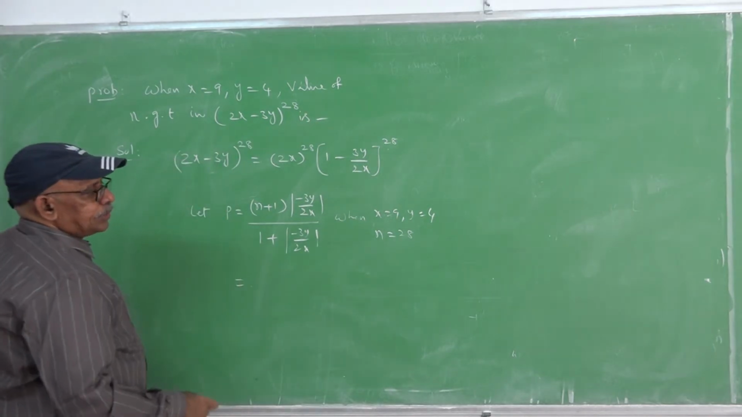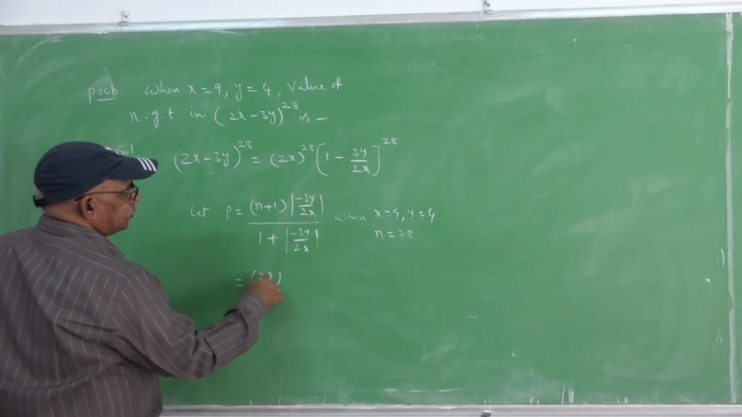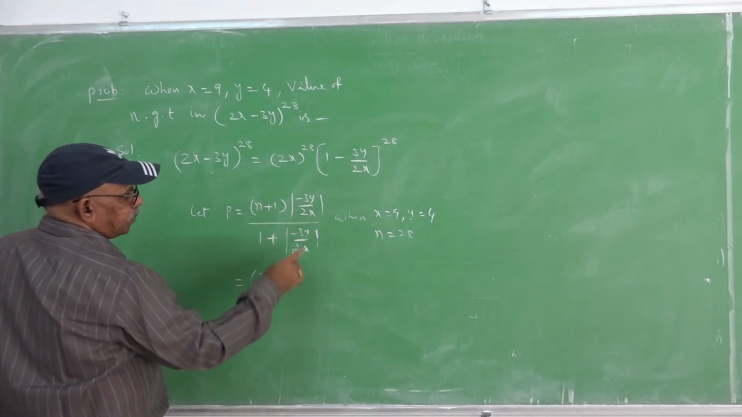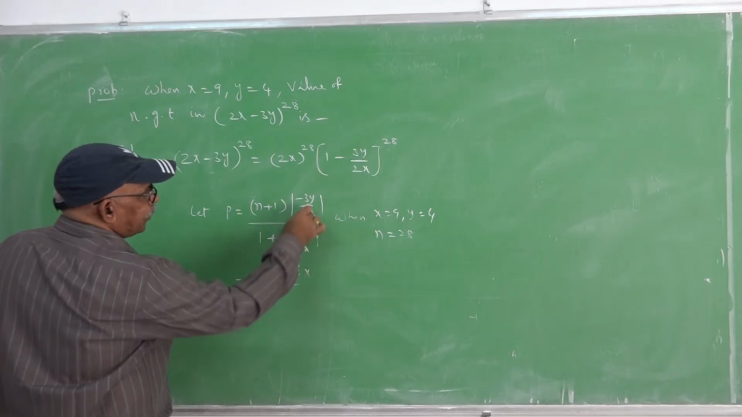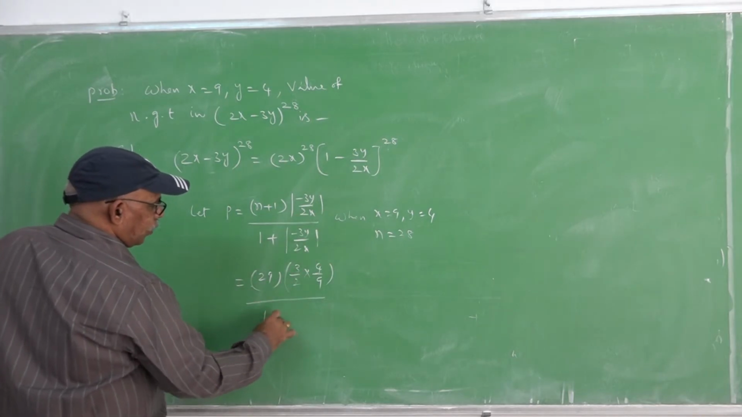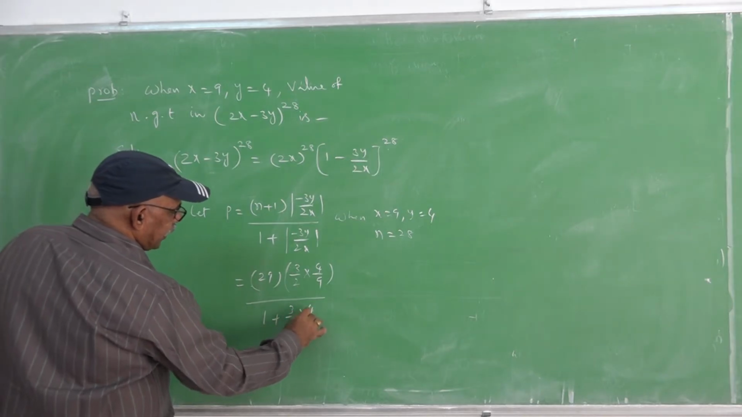This value is 29, the n plus 1 value. Once taking modulus, we get plus here. So 3 by 2 into y by x. Y by x is 4 by 9, by 1 plus 3 by 2 into 4 by 9.